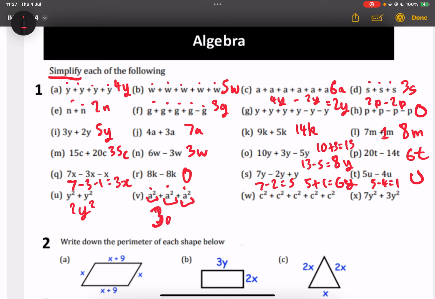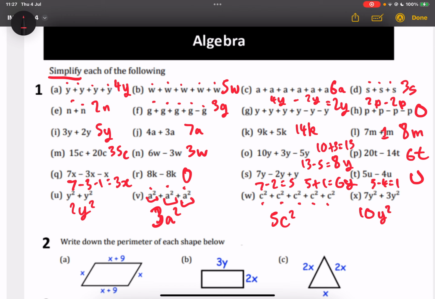And it in this case is just 3a squared. So then we have c squared plus c squared plus c squared plus c squared plus c squared. There's 1, 2, 3, 4, 5, so you just write 5c squared. And then here we have 7y squared plus 3y squared. So that'll make 10y squared, 7 plus 3 is 10.